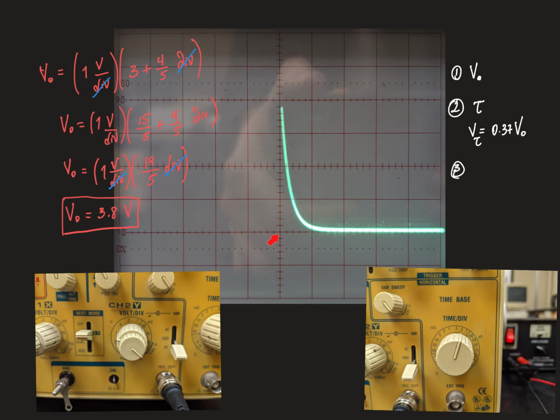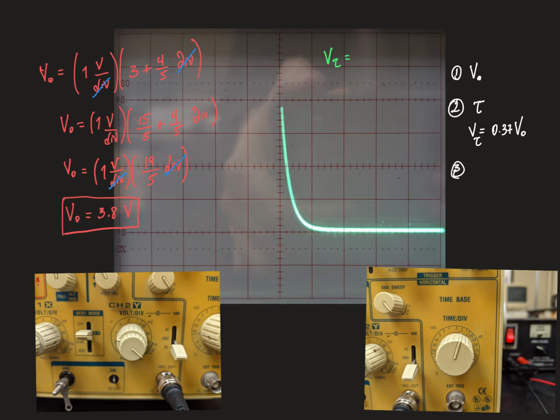So in this case it would have been 1, 2, 3. If each subdivision is 0.2, therefore 3.2, 3.4, 3.6, and 3.8. Once we have that, the second step is to determine how much the voltage is when the time is the characteristic time. For that, we take this maximum voltage and we multiply it by 0.37. In this case, we can do that.